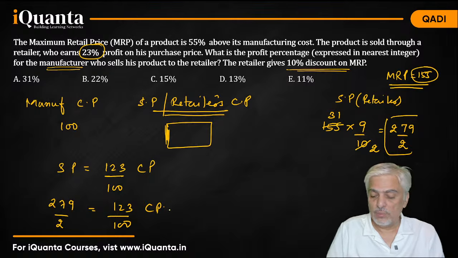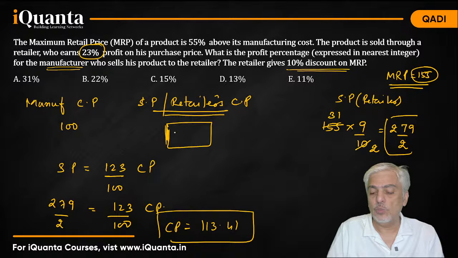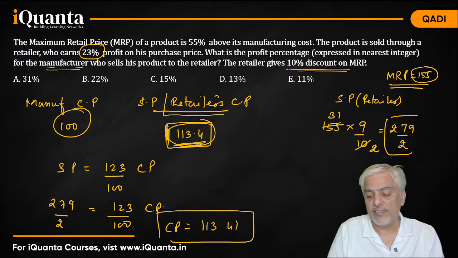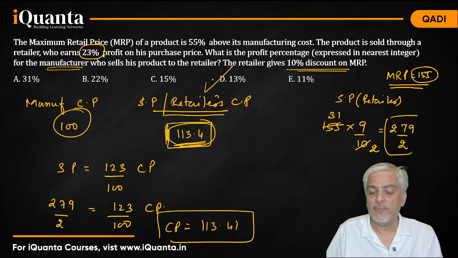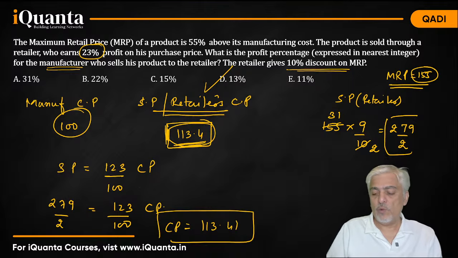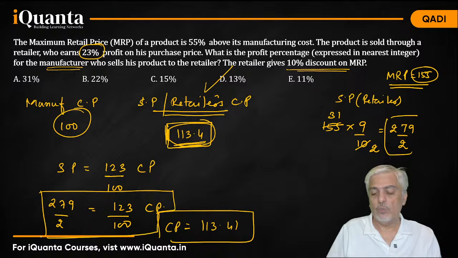So the cost price comes out to be 113.41. This is the retailer's cost price, which is the manufacturer's selling price. So the manufacturer manufactured for 100, sold for 113.4, approximately 13% profit. Are we clear? Check properly. Only for one step you need the calculator. Rest all can be done orally.